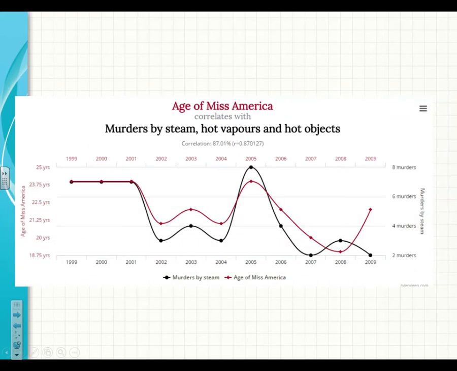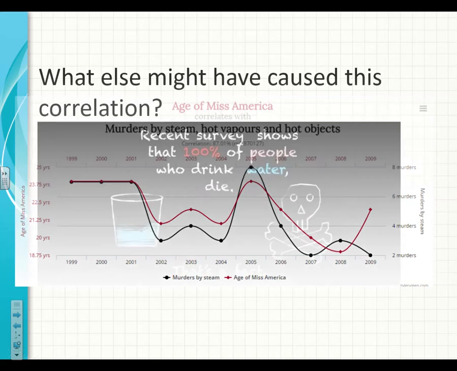The age of Miss America correlates with murders by steam, hot vapours and hot objects, so again another really strong positive correlation of 0.8 for that one. So do we need to be really careful and reduce the age of Miss America to protect other Americans so they don't get murdered through steam, hot vapours or the use of hot objects? So we need to insist that they're a very young age, and we could never ever have a Miss America at the age of 25. No, correlation does not equal causation.